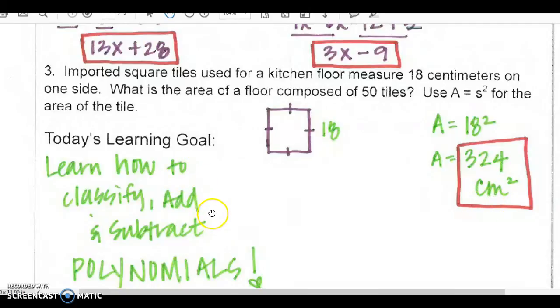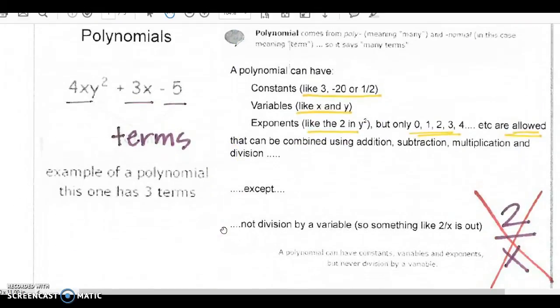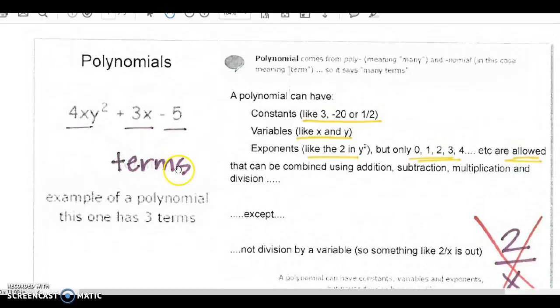Today's learning goal is to learn how to classify, add, and subtract polynomials. The first one is just talking about the terms. 4xy squared plus 3x minus 5. Each of these represents a term in the polynomial. Your constants are your plain numbers, like the negative 5 over here would be the constant. You know what the variables are. They would be x and y in this case. And the exponents, of course, are the 1 on the x, the 2 on the y, the 1 on the x, etc.